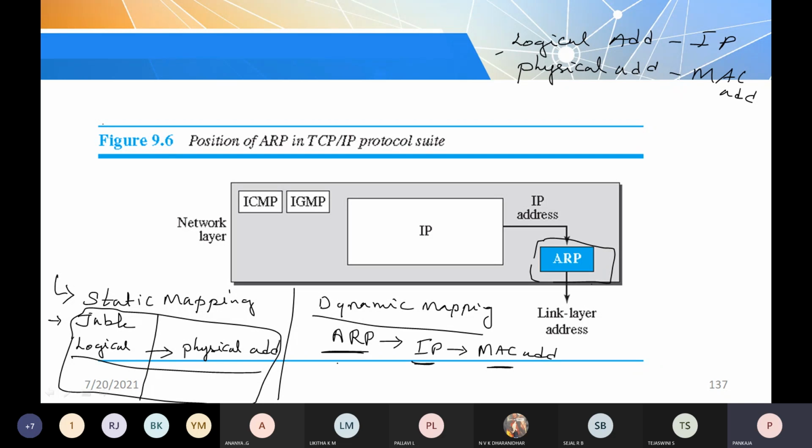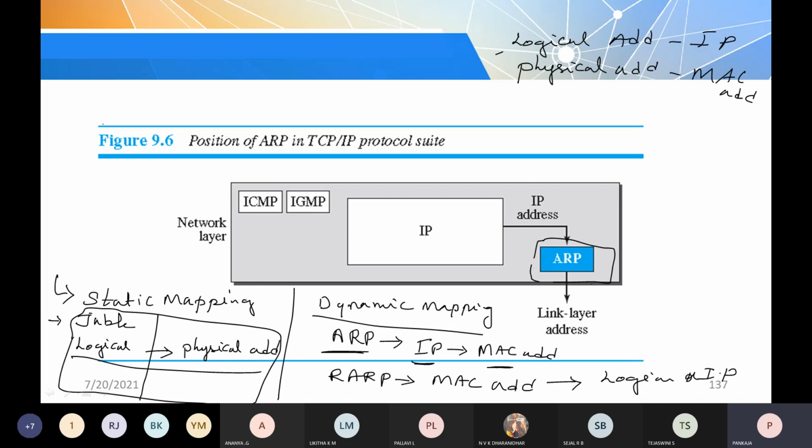Another protocol I mentioned is RARP, which is the reverse of this. Knowing the MAC address or physical address, it can identify in the network the logical or IP address. Okay, is it clear?